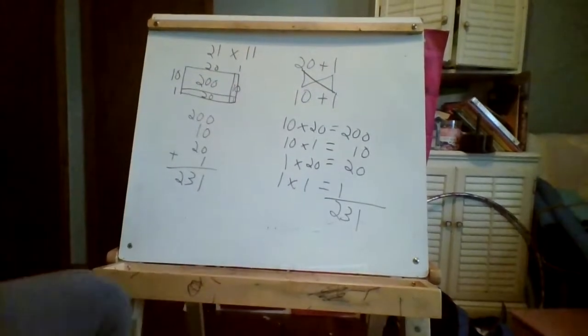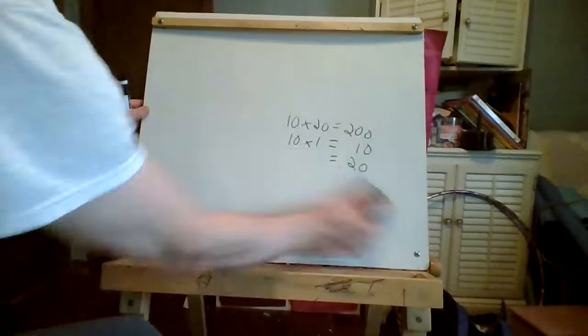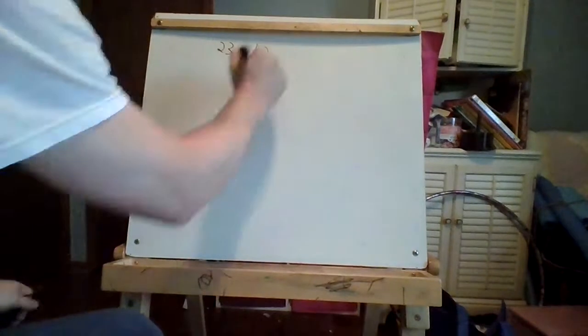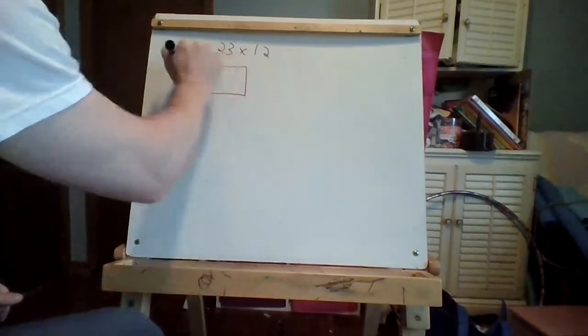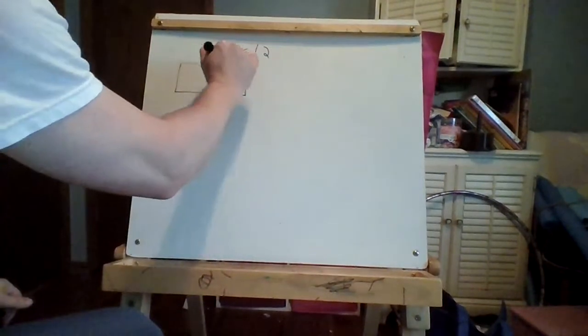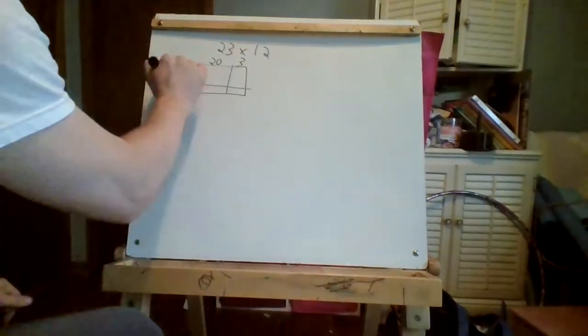Let's erase this and try one more. Let's do 23 times 12, just to give you some extra practice. Just want you to see how this is working. So 23 times 12, if we're drawing a picture, I'd just make a rectangle, and we have 20. We'll call this 20 right here. This part will be 3. This little part, we'll call that 2.